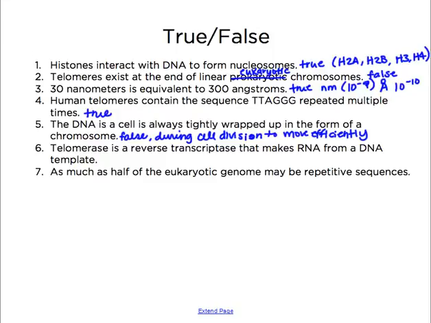Number 6. Telomerase is a reverse transcriptase that makes RNA from a DNA template. Again, this is another false statement. Remember that telomerase enzyme has an inherent RNA template that it uses to make DNA. So it's just that they flipped these two words.